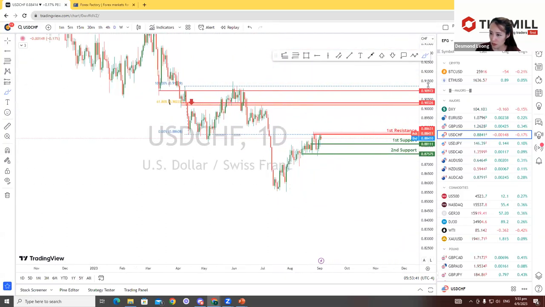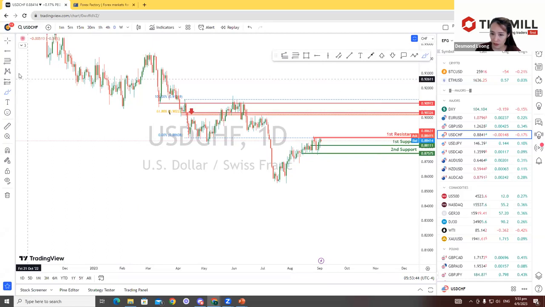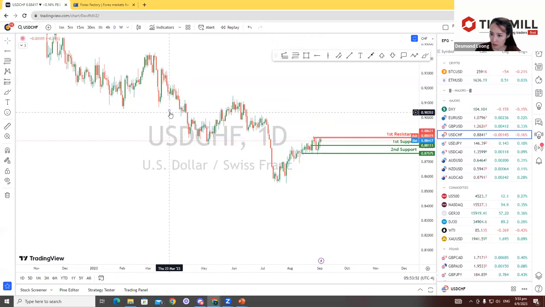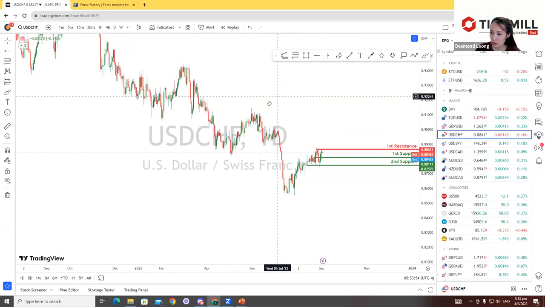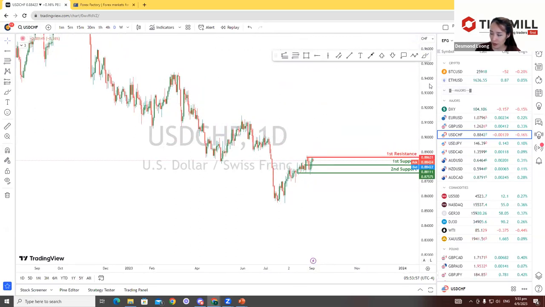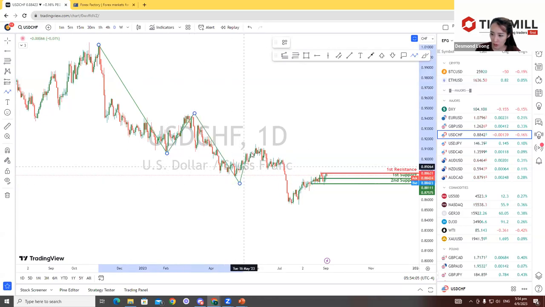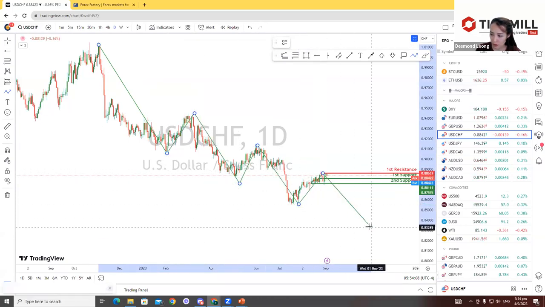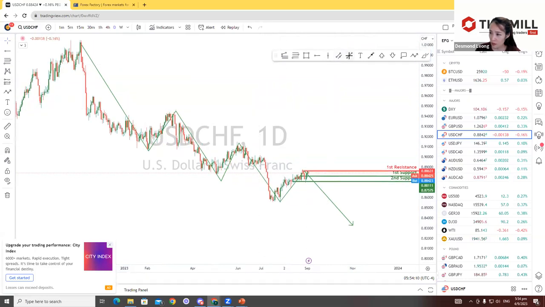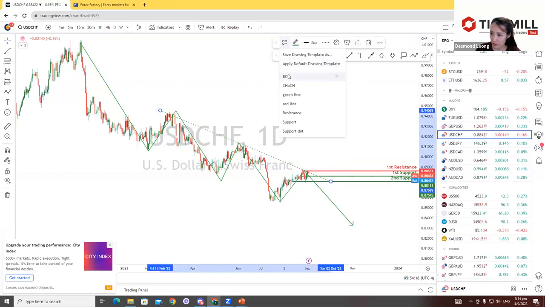But let me see in the daily time frame here. Price is still on a downtrend, meaning what you can see here is price is still making a lower low and lower high in the daily time frame, right? Lower low, lower high, lower low, lower high. I think it's still like that in the daily time frame, and price respects the descending trend line.